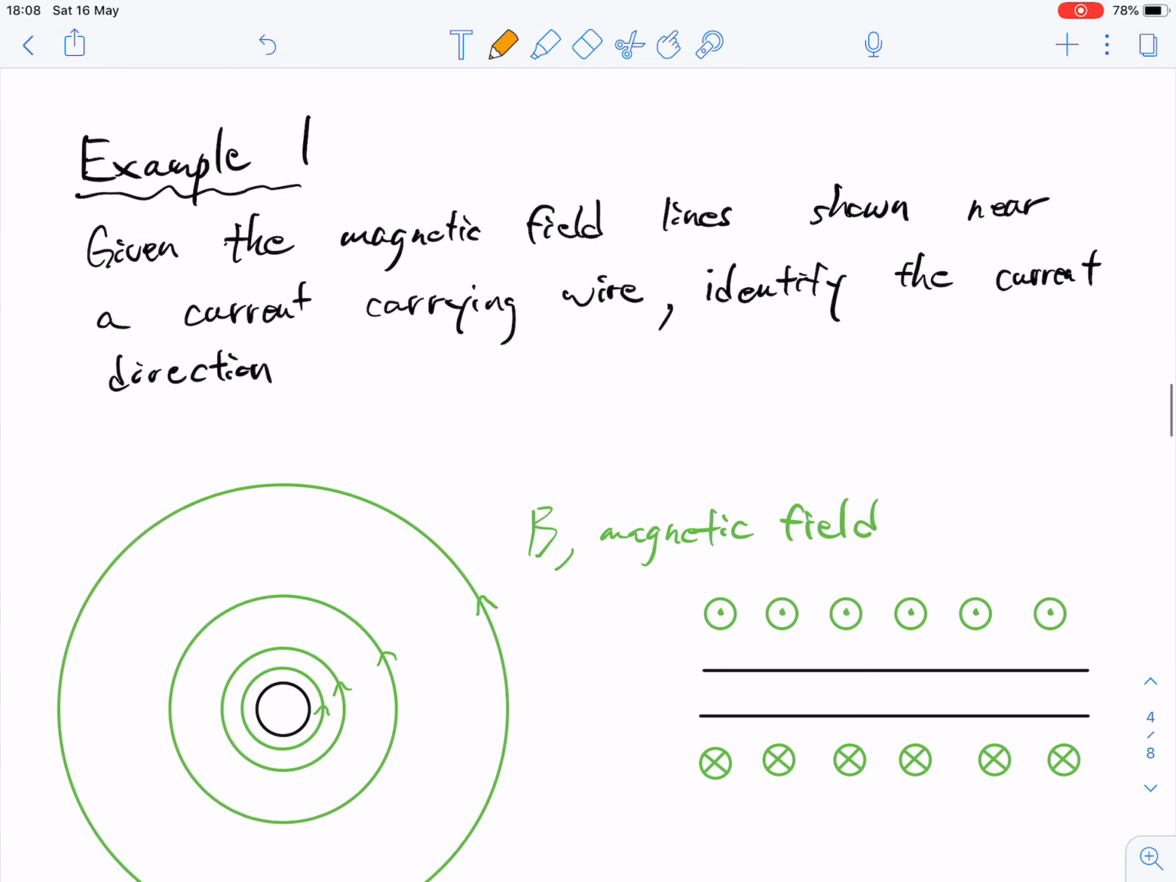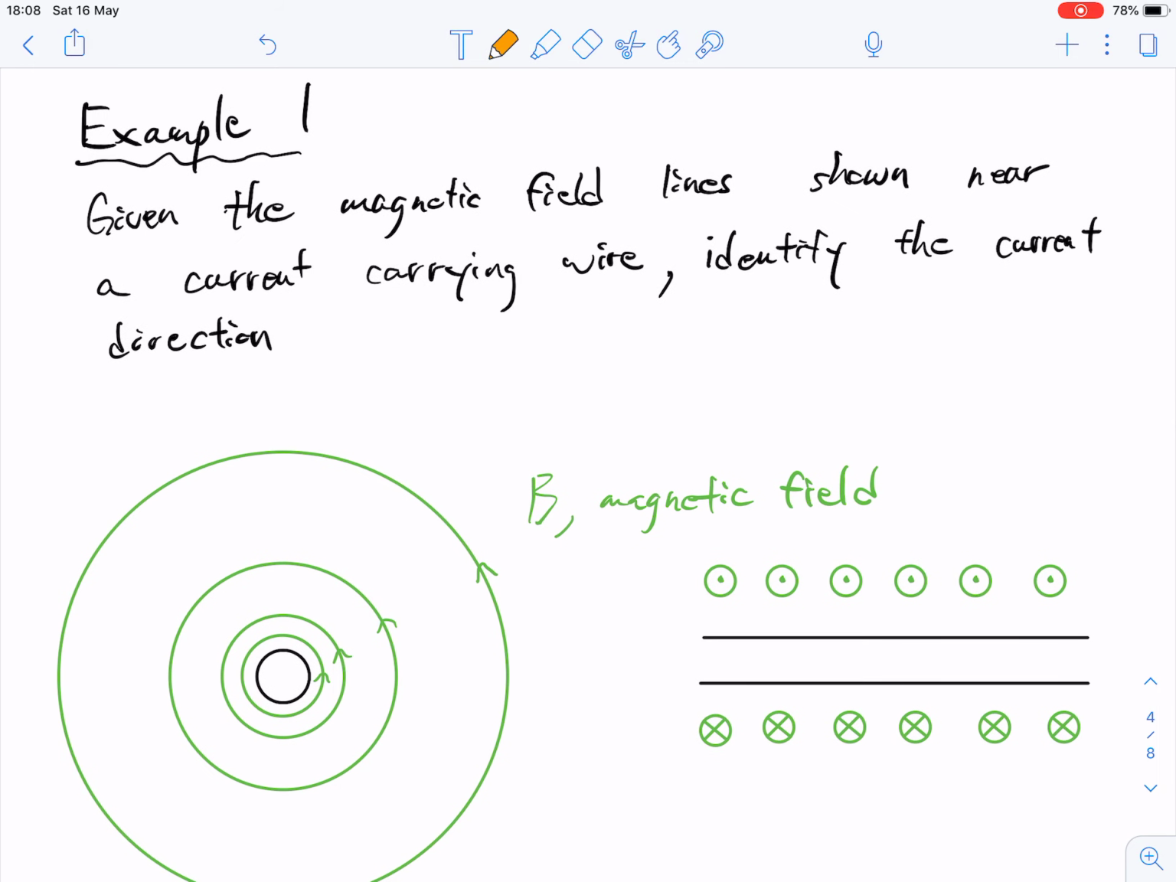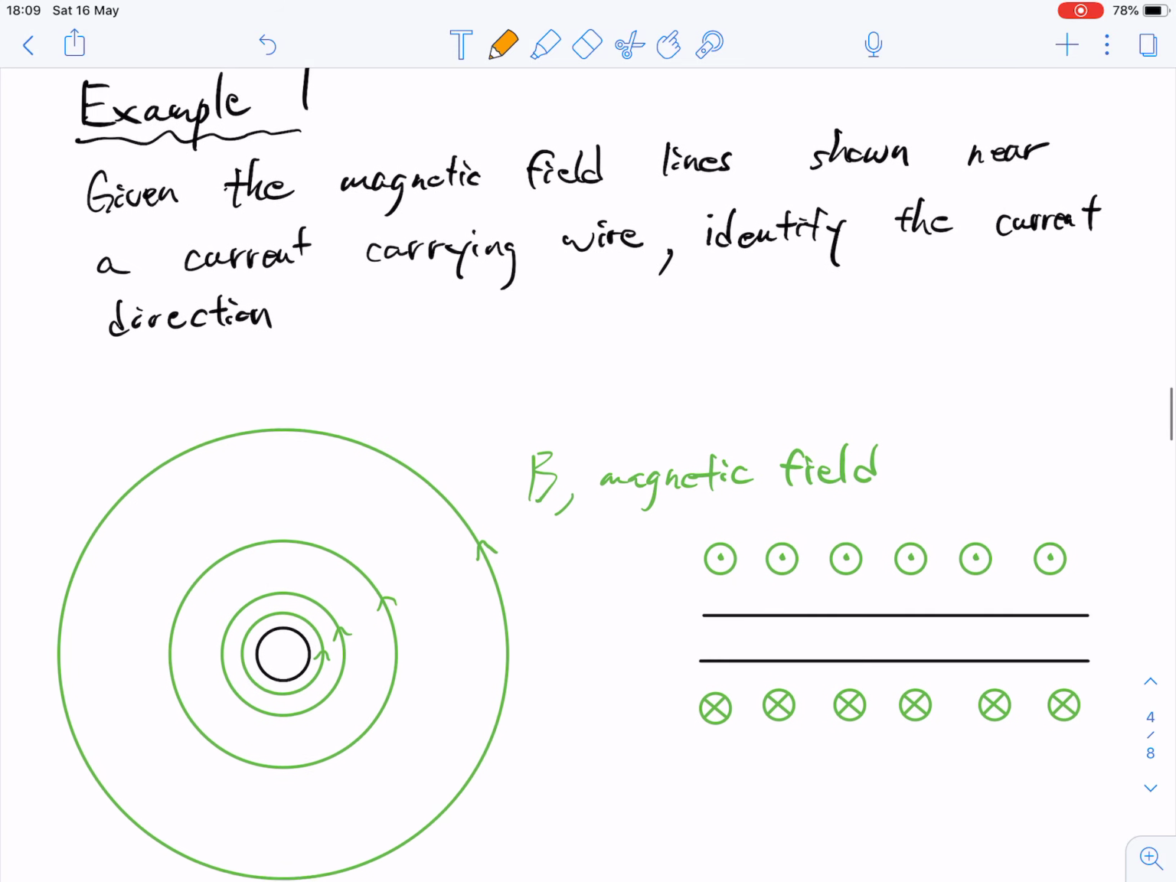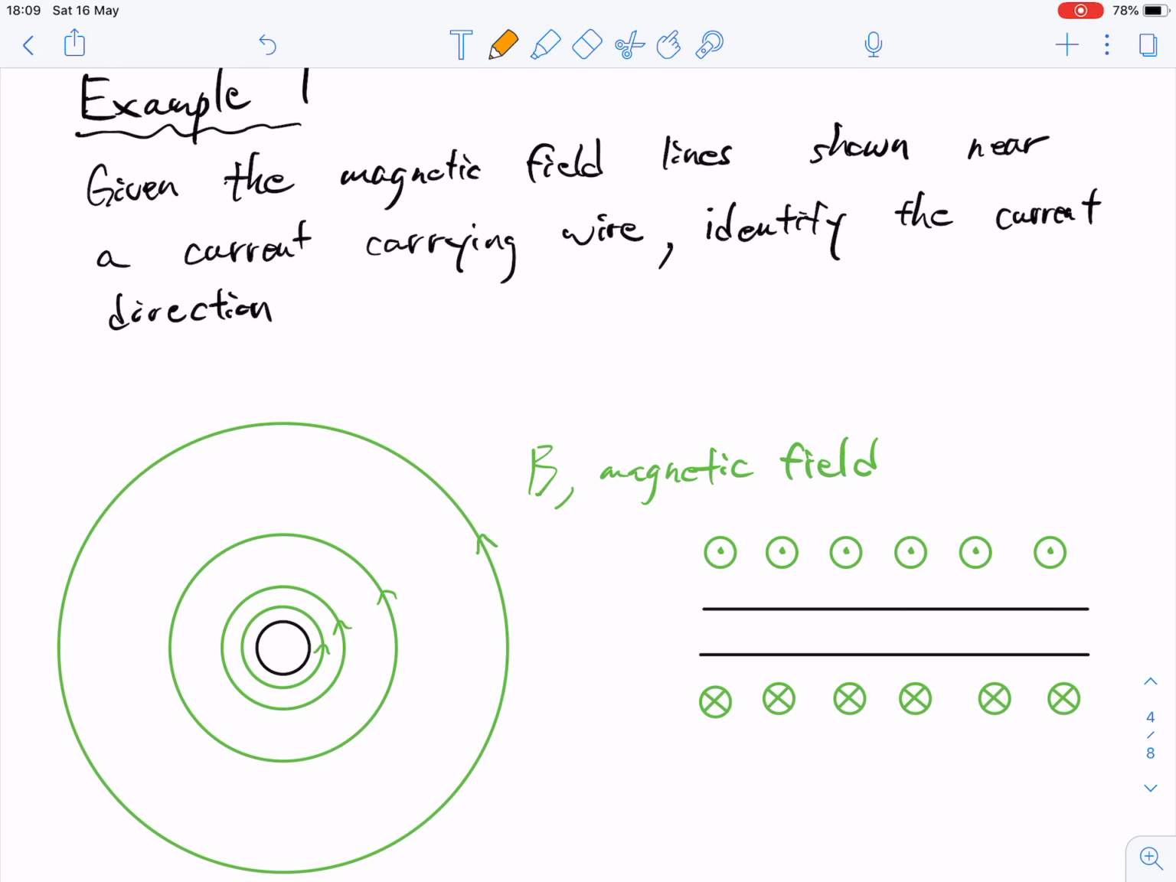So first example here, you can try this out for yourself. So you might want to pause the video. You can read the question. Given the magnetic field line shown near a current carrying wire, identify the current direction. So go ahead and pause the video, and you can write this down or just do this exercise mentally. So we have option A and B here.